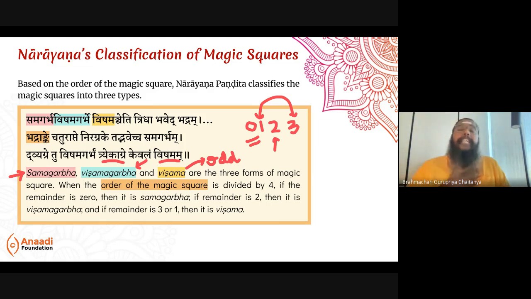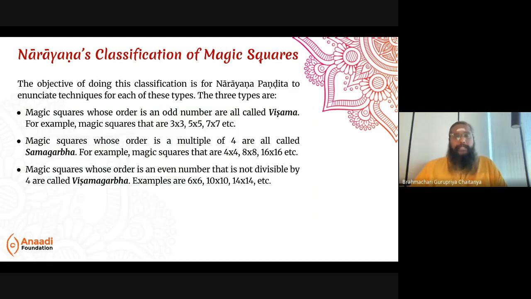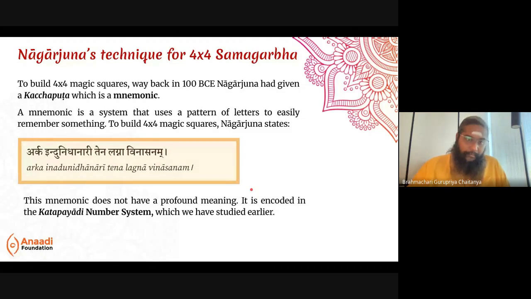Why is he classifying this? He's going to give umpteen algorithms. When it comes to Samagarbha, how to build them, Vishamagarbha, how to build them, Vishama, how to build them, he's going to give us many examples, right? So Vishama are of the orders 3 cross 3, 5 cross 5, 7 cross 7, etc. Samagarbha are of the orders 4 cross 4, 8 cross 8, 16 cross 16, 12 cross 12, etc. Vishamagarbha is of the order 6 cross 6, 10 cross 10, 14 cross 14, etc.